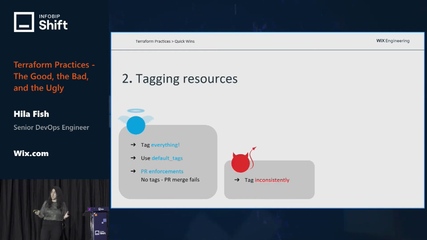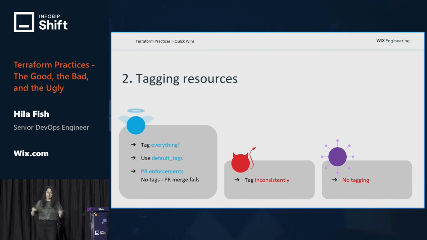The bad thing is to tag inconsistently, because as we know, consistency is key, and if you are in charge of the cost management, then it will be very hard to do. If you do tag, then your FinOps team will be really happy that you do. And if you don't have a FinOps team, congratulations, you are the FinOps team. So please make sure that you tag consistently, because it will help you in the long run. And the ugly thing is to have no tagging whatsoever. You will lose track of your infrastructure very easily, so try to avoid that.